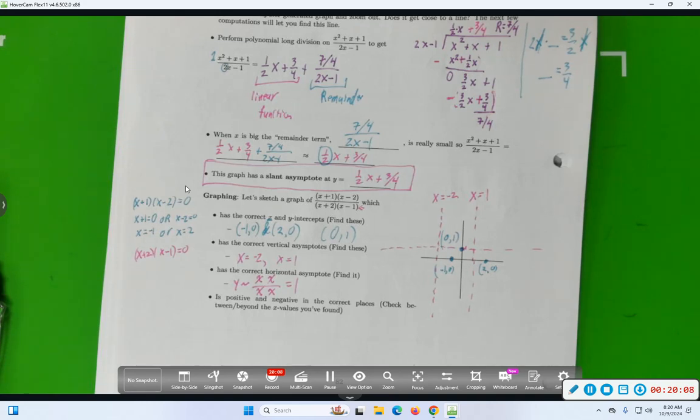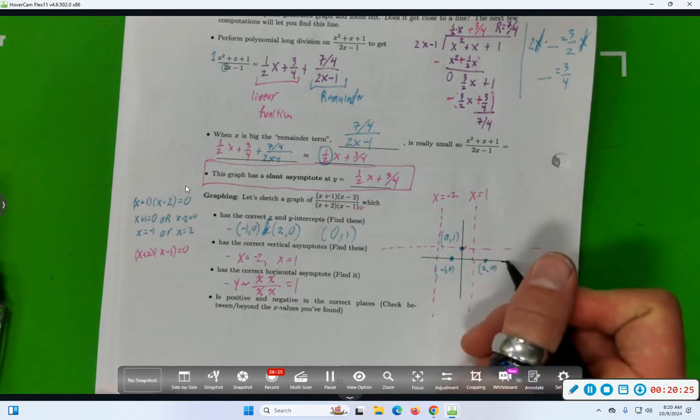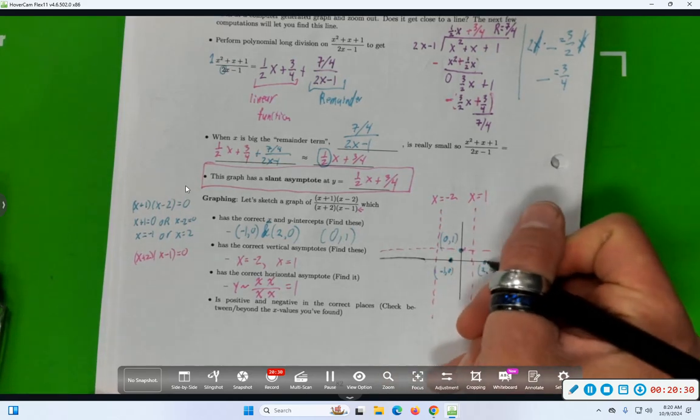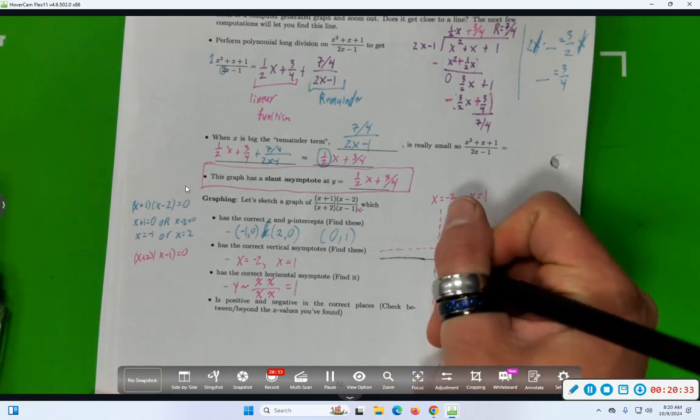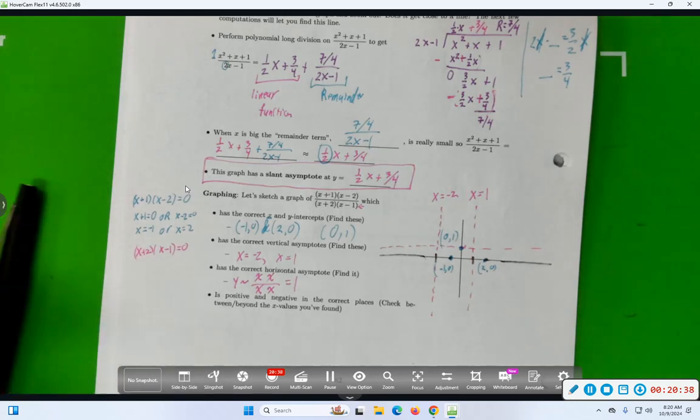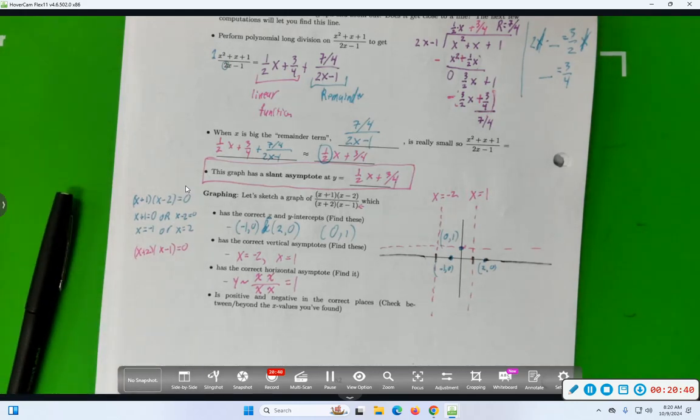So, now, I want this graph to be positive and negative in the correct places. And we have a standard strategy to do that. You plug in some sample values, decide whether the thing's positive or negative, and graph accordingly. So where are the places where the thing could change from positive to negative or negative to positive? It can change at the x-intercepts and at the vertical asymptotes. They're the places where the positivity or negativity could change. So I just need to pick some sample values, and let's try to be efficient.